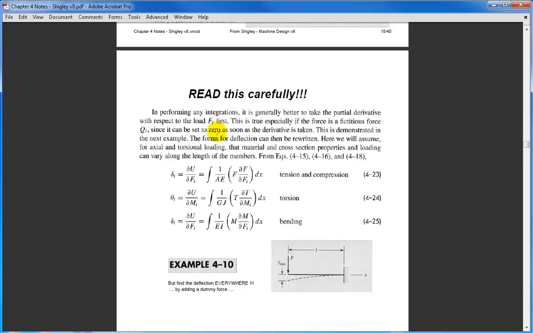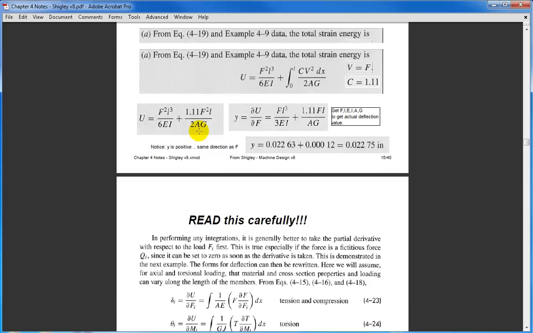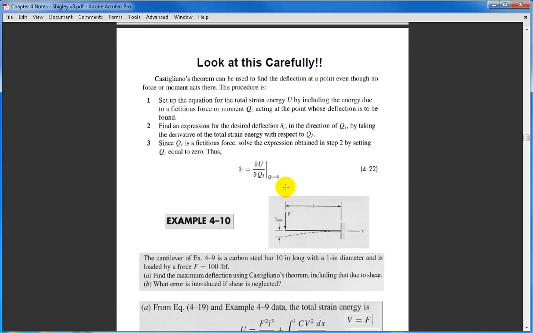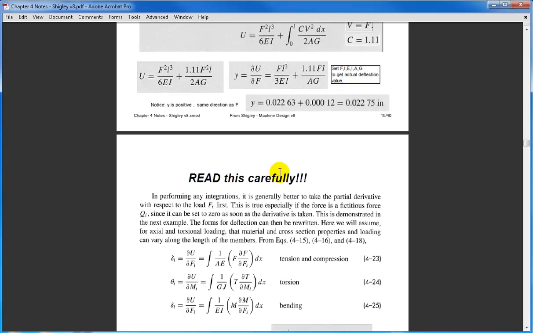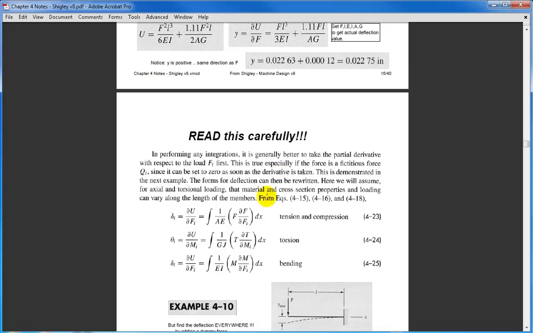It turns out we can set Q equal to 0 earlier than that. We don't have to wait to the very end as implied by this statement right here, which says set Q equal to 0 at the end. We can actually set it equal to 0 earlier than that, and when we do, there is some time savings.